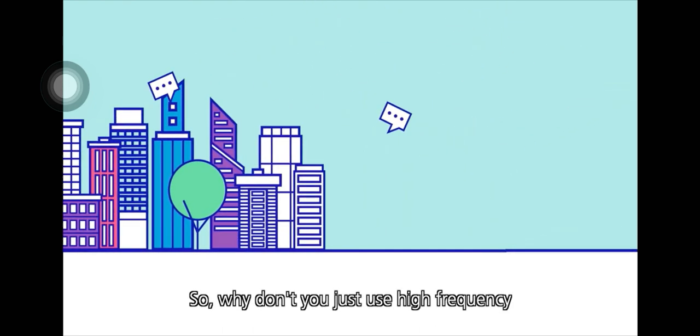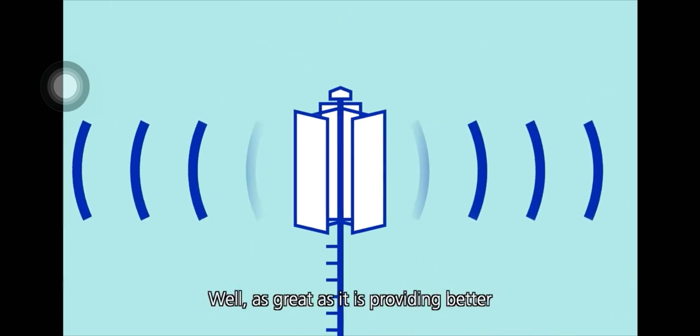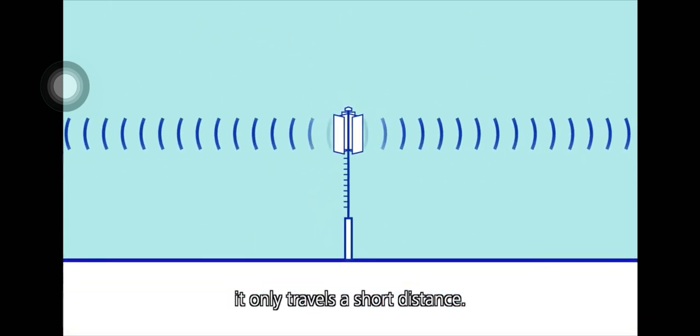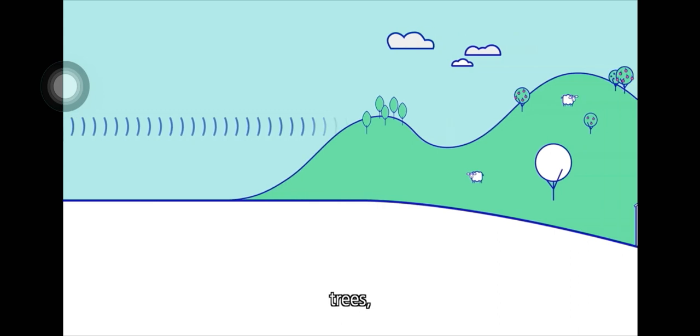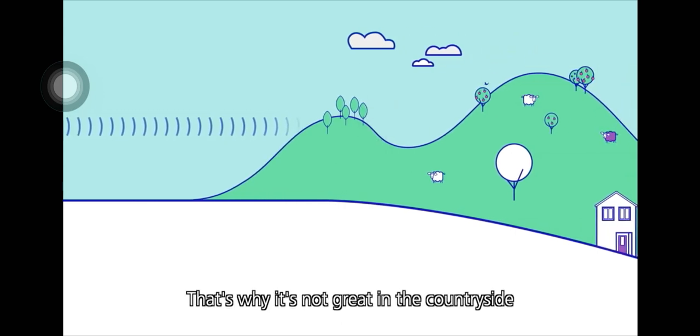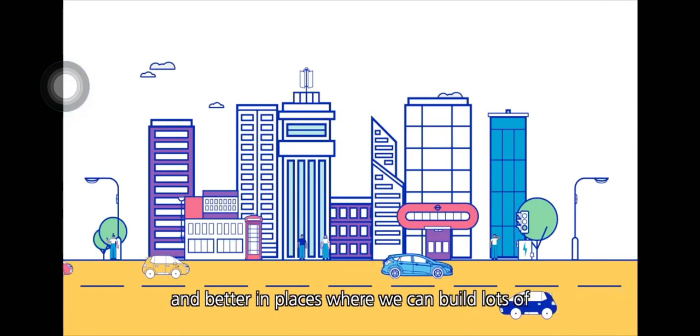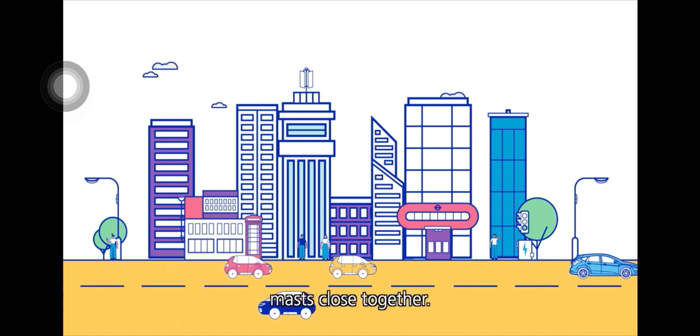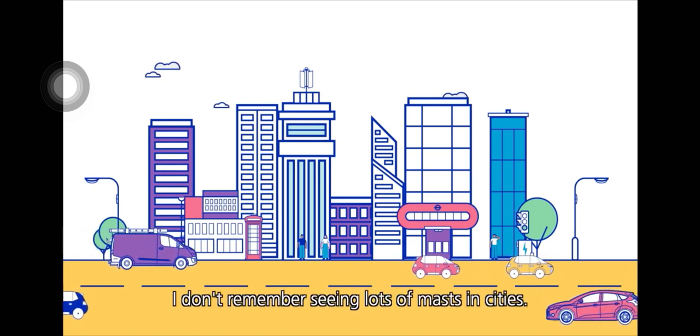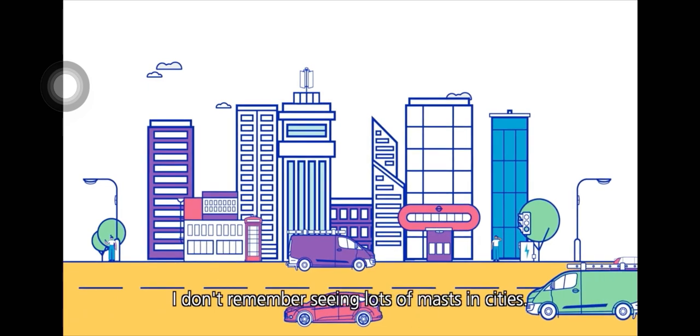So why don't you just use high frequency spectrum everywhere? Well, as great as it is providing better signal to more people, it only travels a short distance, fading quickly and more easily blocked by things like buildings, trees, even bad weather. That's why it's not great in the countryside and better in places where we can build lots of masts close together, like in cities. I don't remember seeing lots of masts in cities.